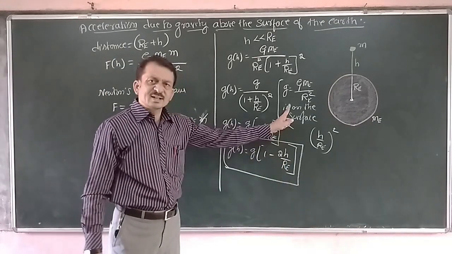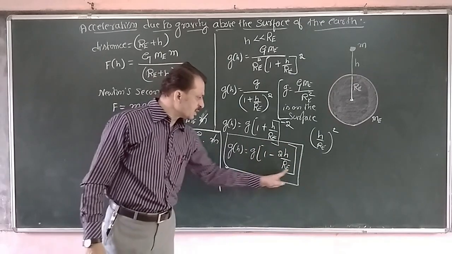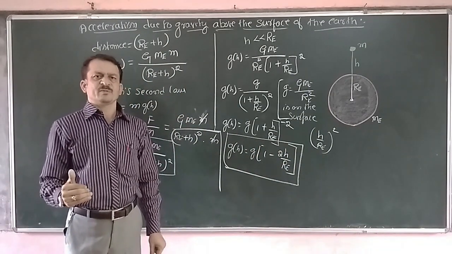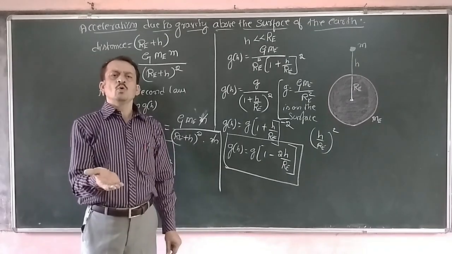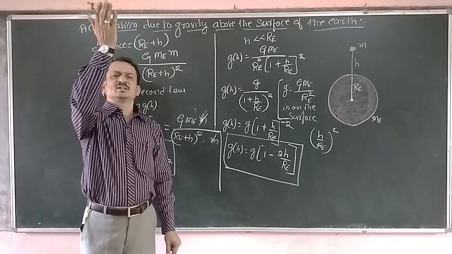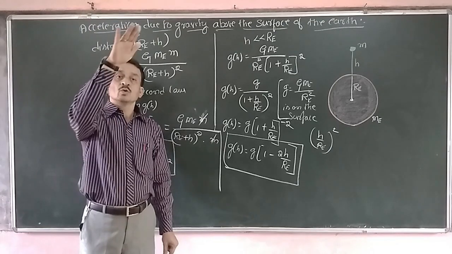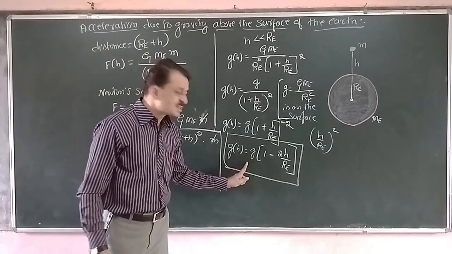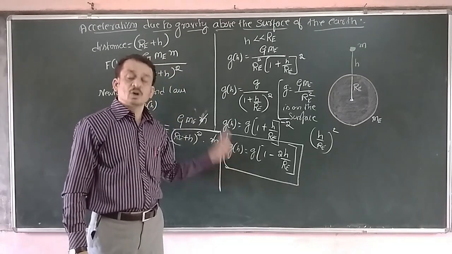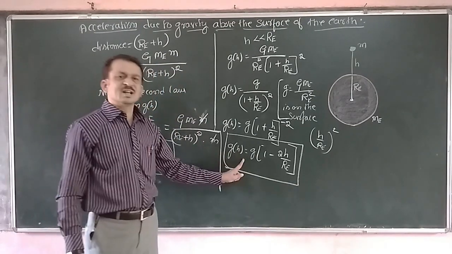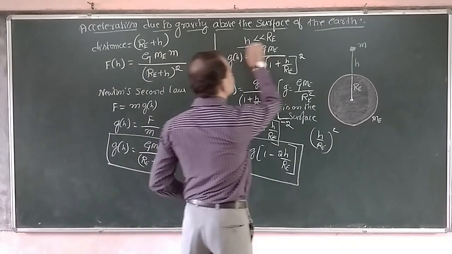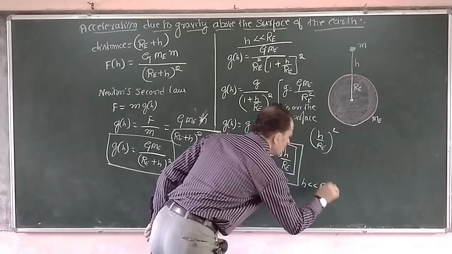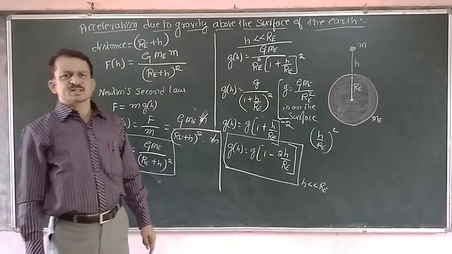Now, as height increases, this term decreases, therefore acceleration due to gravity decreases. Therefore, as we move above the surface of the earth, the acceleration due to gravity goes on decreasing. One more thing, while solving problems, we have to use this relation if and only if this condition is satisfied: h is very, very small compared to the radius.